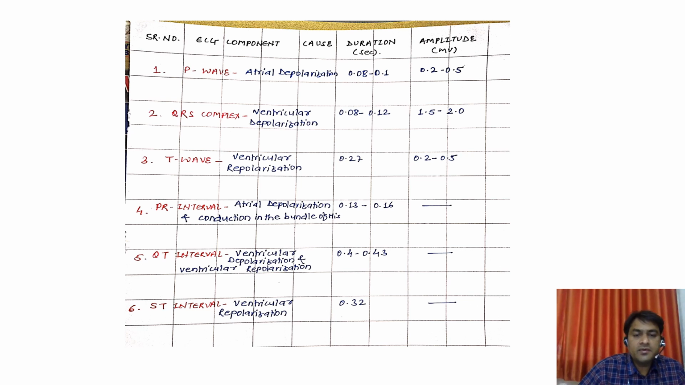Then ST interval is the time required for ventricular depolarization. The duration is 0.32 seconds.